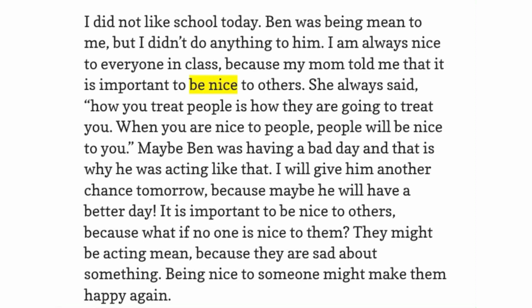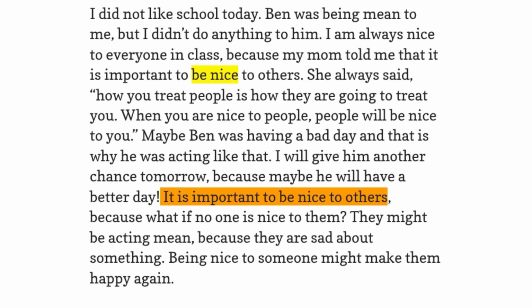Now, something that the author keeps repeating about being nice is how it is important to be nice to others. Because like they mentioned, if you're nice to someone, they will be nice to you. It is important to be nice to people because you don't know if they're feeling sad about something and maybe that's why they're acting mean. Just by you being nice to them, they might start being happy again. So the main idea here is that it is important to be nice to others.